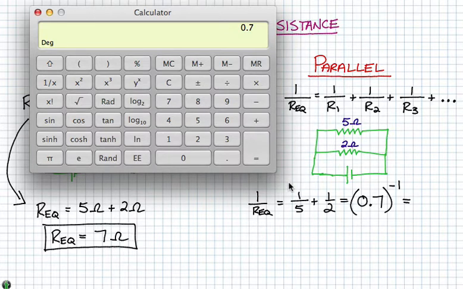So add your reciprocals together. Whatever answer you get, raise that to the -1. So to show you, if I raise this to the -1, what I wind up with is 1.43. So my equivalent resistance, 1.43 ohms for this parallel circuit. Again, we're adding the reciprocals. Easiest way to do this, add the reciprocals of your resistors, raise it to the -1, and what you get will be your equivalent resistance.